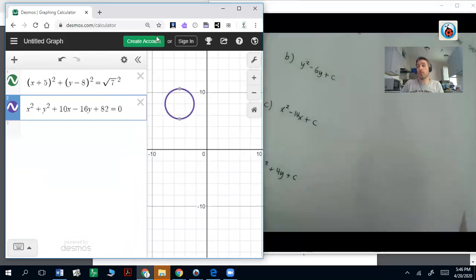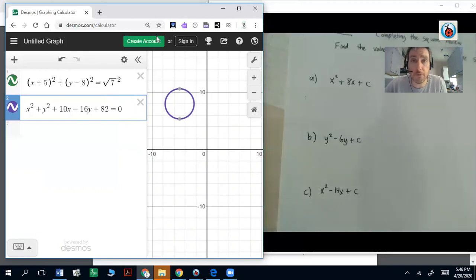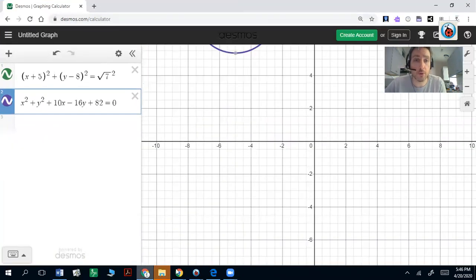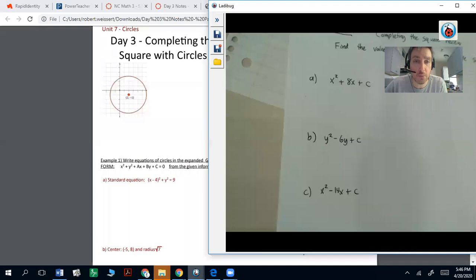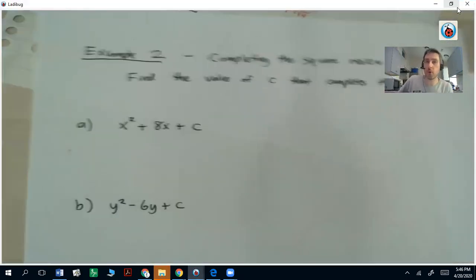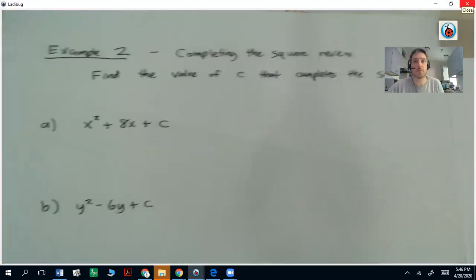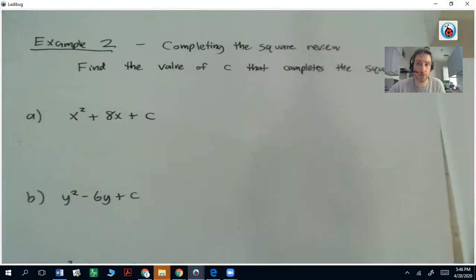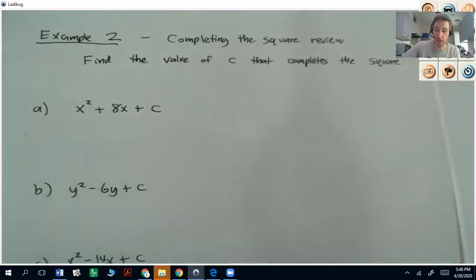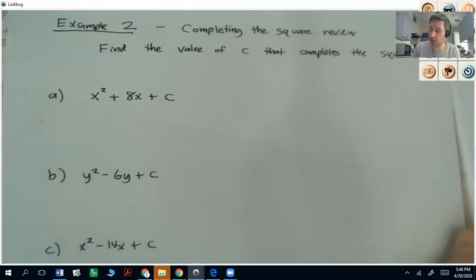Now, let's talk about how to get it from general form to standard form. And before we do that, we have to remember this skill from quadratics called completing the square. So let's review that first, and then in a separate video, I'll have the examples that go over how to get it from general form to standard form.